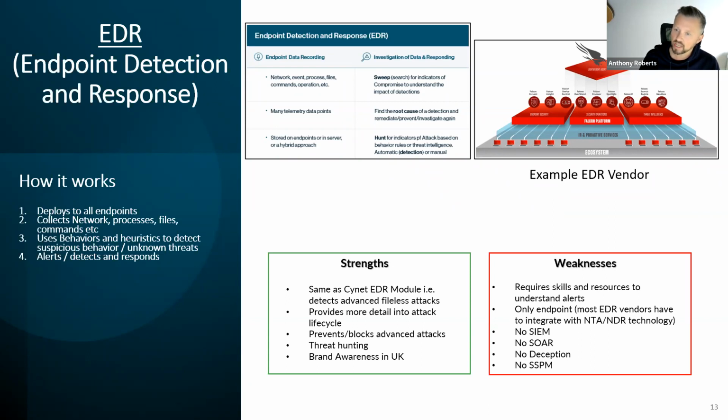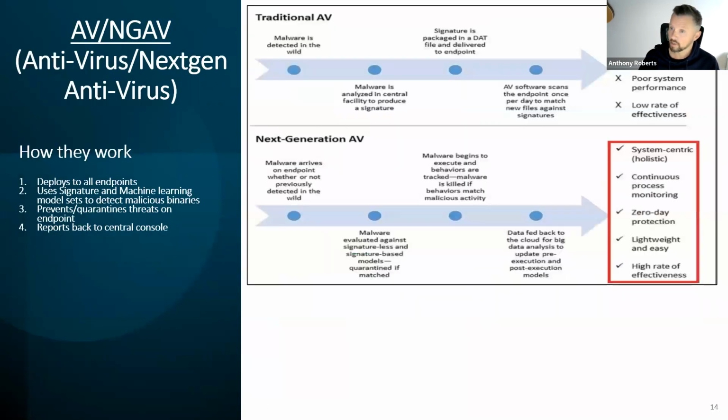You still have to have those skill sets to understand what you're seeing within the alerts. You still have to investigate from it. You know, if you haven't got a SIEM, or if you haven't got a SOAR or deception, for example, there's weaknesses to every one of these point products. They all address a certain attack scenario, but when you think about deploying all of these solutions in one place, it can become very difficult to manage.